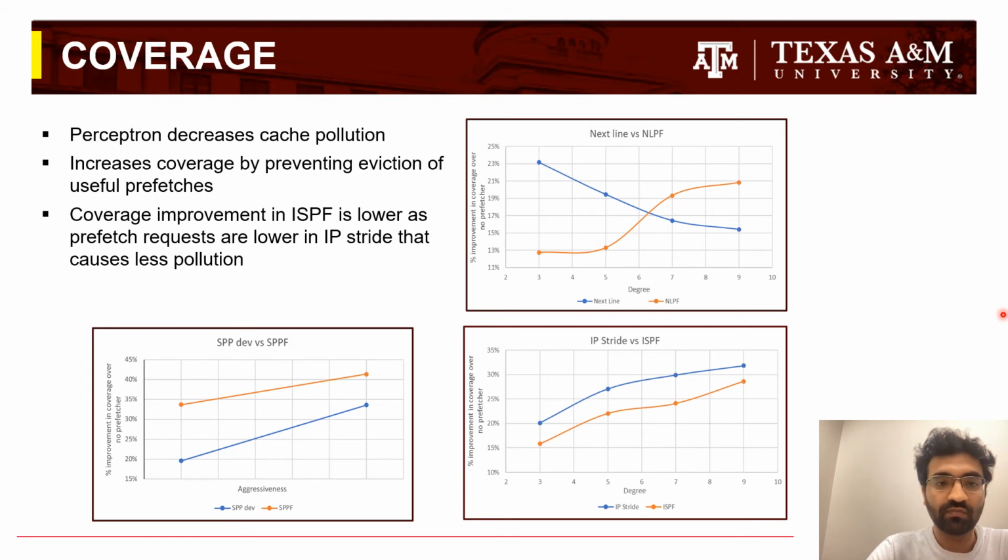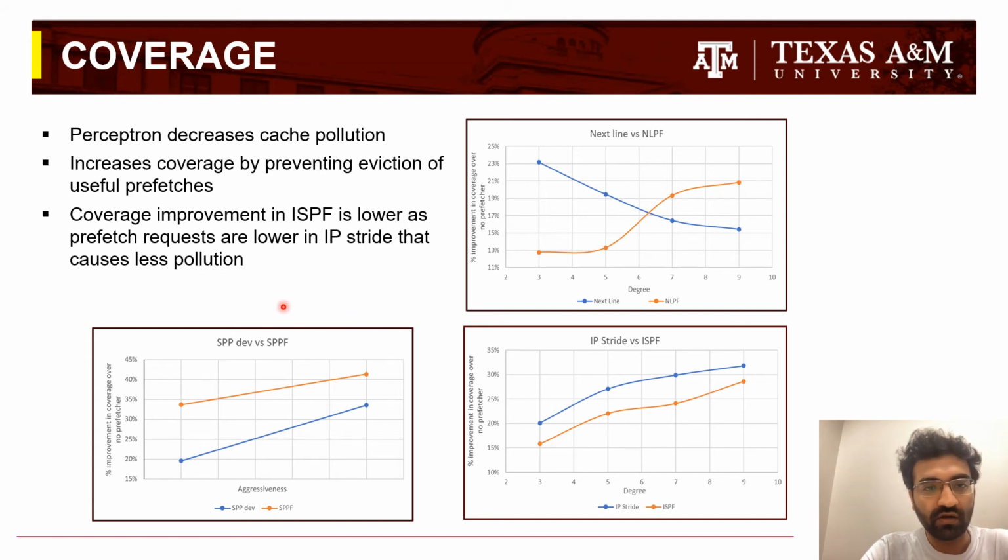So due to a larger number of requests that are coming into the cache, this data is knocking out some of the existing cache lines, due to which the cache misses are actually increasing, and as you can see in this curve, the coverage is decreasing as we increase the degree. The Perceptron is able to figure this out, and it is able to filter out the useless prefetches, and with the increase in degree, we see an increase in coverage.